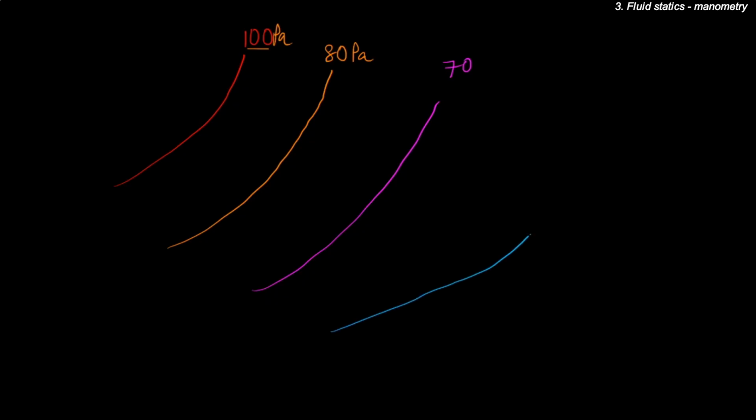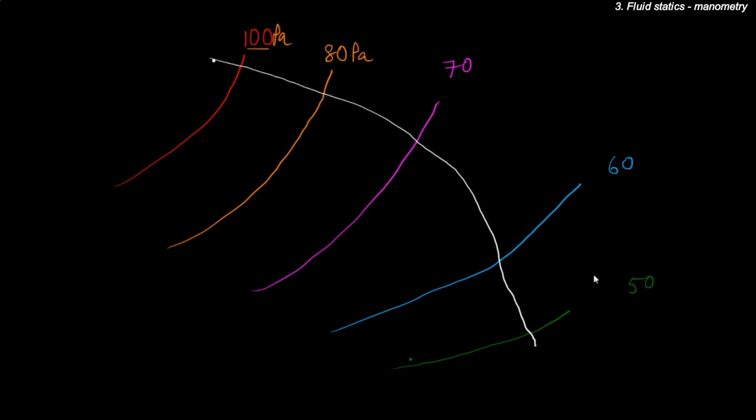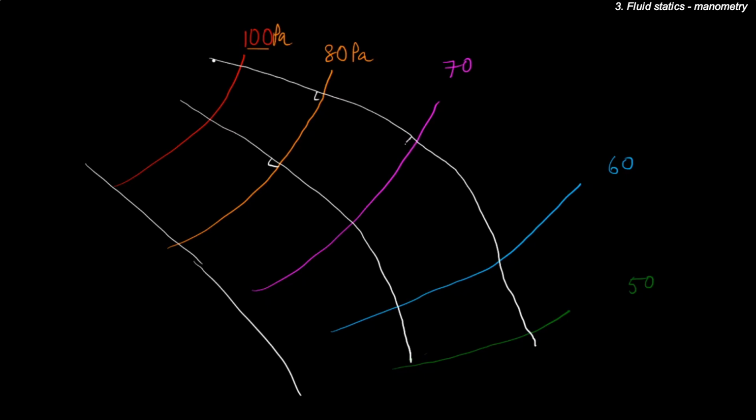Then suppose this is 60. Suppose this is 50. So the direction of the gradient will be orthogonal to the contours. It will be orthogonal to the isolines. So it will be something like this. I mean, it's not very accurate, but you get the idea. It will always be orthogonal to the isolines or the contours.